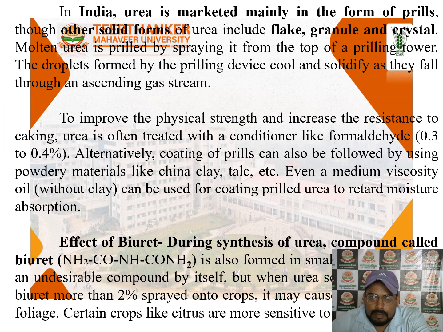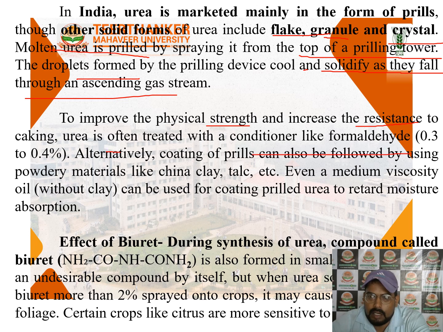The last one is that in India the market is mainly for prills and other solid forms of urea, including flakes, granules and crystal forms. The molten urea is sprayed from the top of the prilling tower. The droplets formed by the prilling cool and solidify as they fall through the gas system. To improve the physical strength and resiliency against cracking, the urea is often treated with formaldehyde.